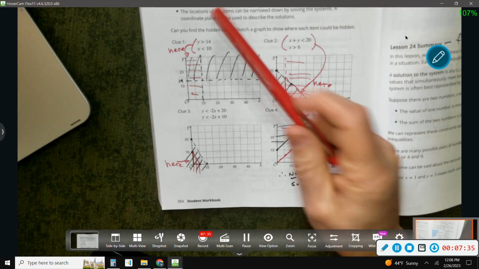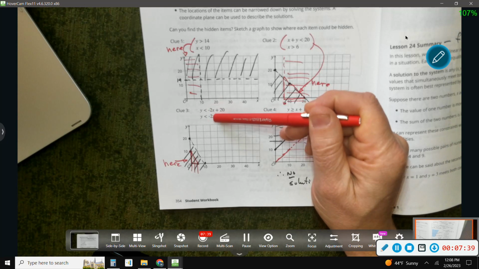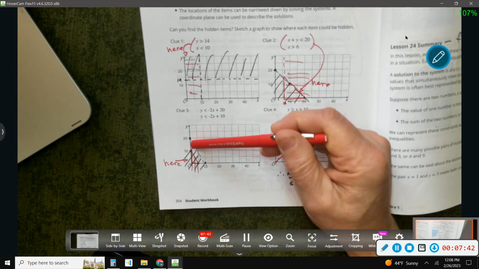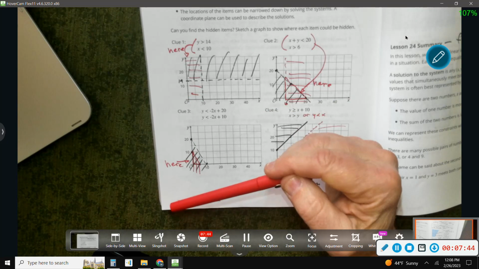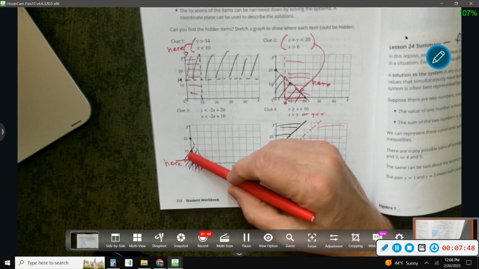You'll notice something unique about this. You have two equations which have the same slope, but they start at different points. It's as if you took one and just slid it down. So the only place where these overlap is this tiny little triangle right down here.